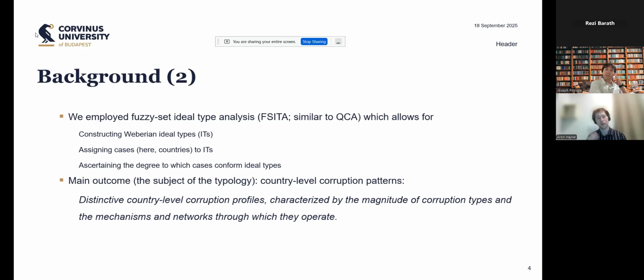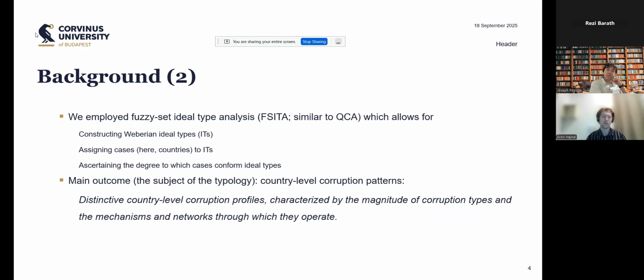And what makes it fuzzy set is that it also allows for ascertaining the degree to which cases or countries conform to the ideal types. So it tells, for instance, which ideal type France belongs to, but other than that, it also says how similar France is to the ideal type that it belongs to. If it's very similar, it means that it's a very typical case of that ideal type. If it's a bit further, it means that it's similar to an ideal type, but not that similar.